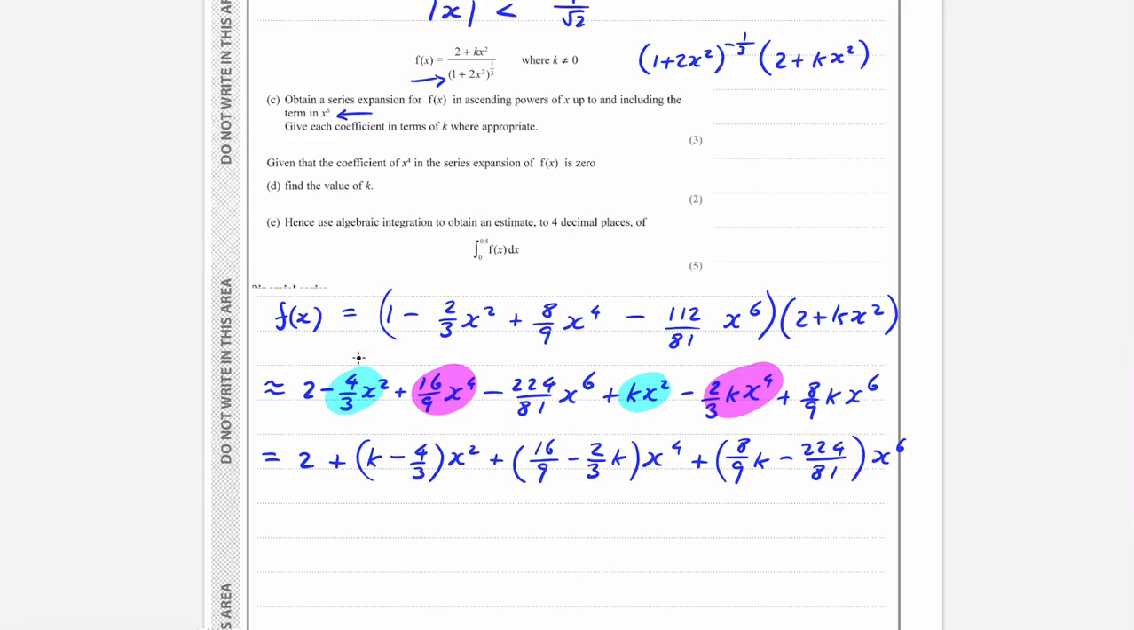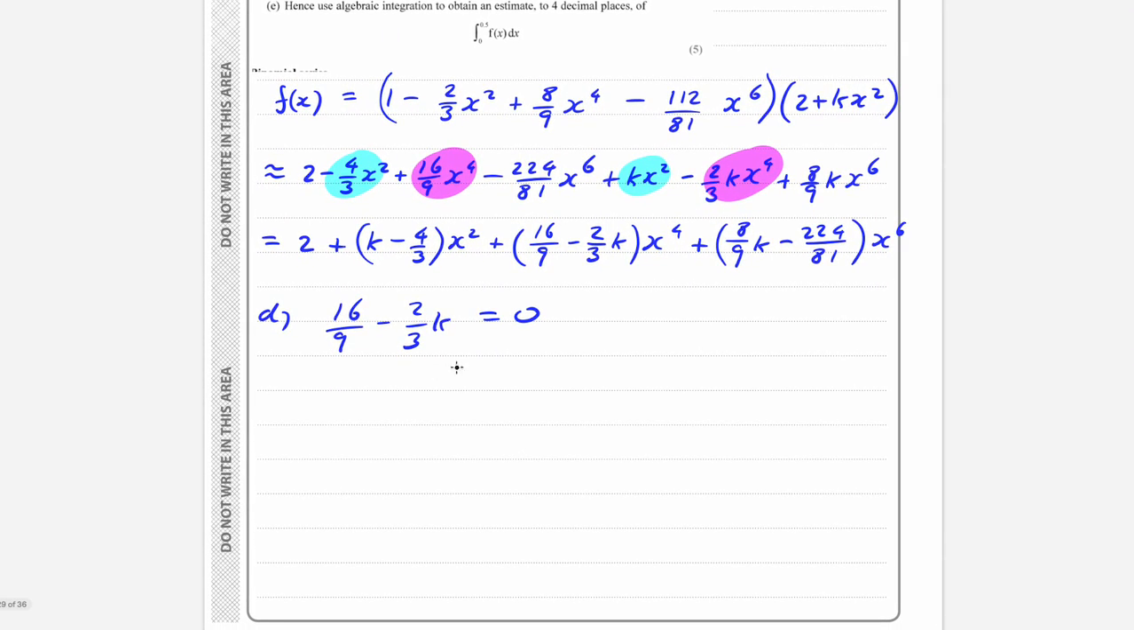Part D. Given that the coefficient of x to the 4 in the series expansion of f is 0, find the value of k. Okay, so that's easy. That's just this equals 0. The coefficient of x to the 4, so it's 16 over 9 minus 2/3 k equals 0. Solve this.